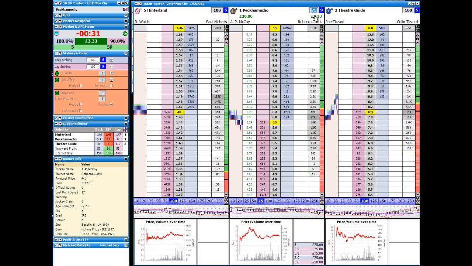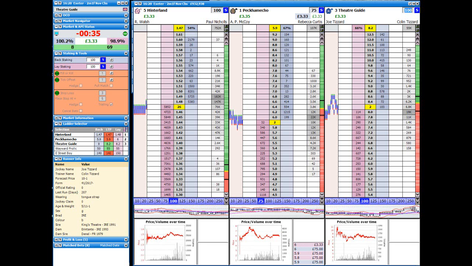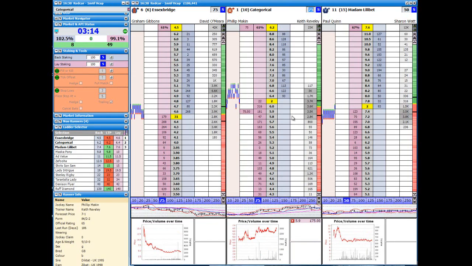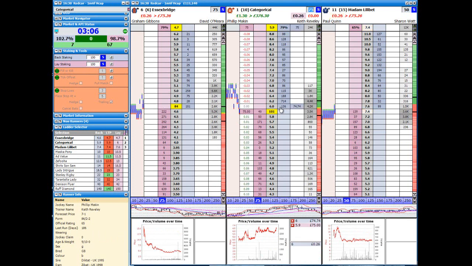Okay, race time, 30 seconds. Let's get out. So that's another £3.50, £4 in the bin. And on to the next.